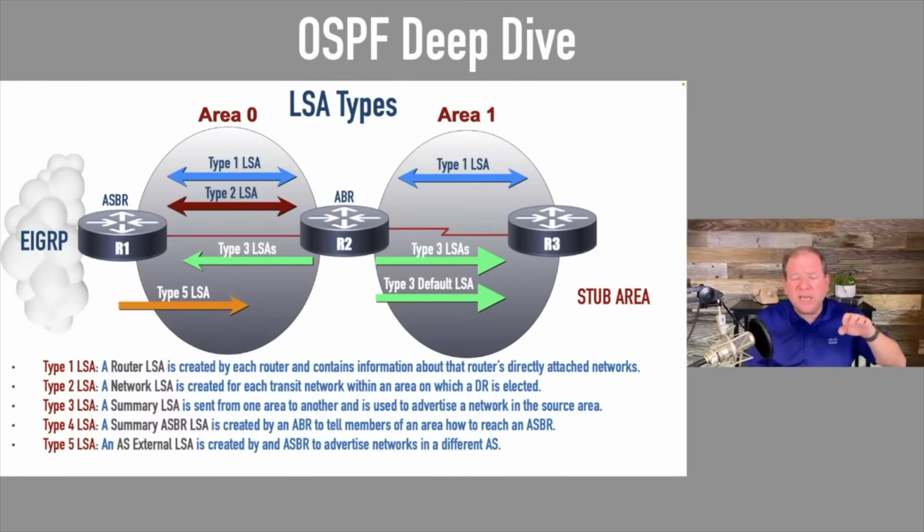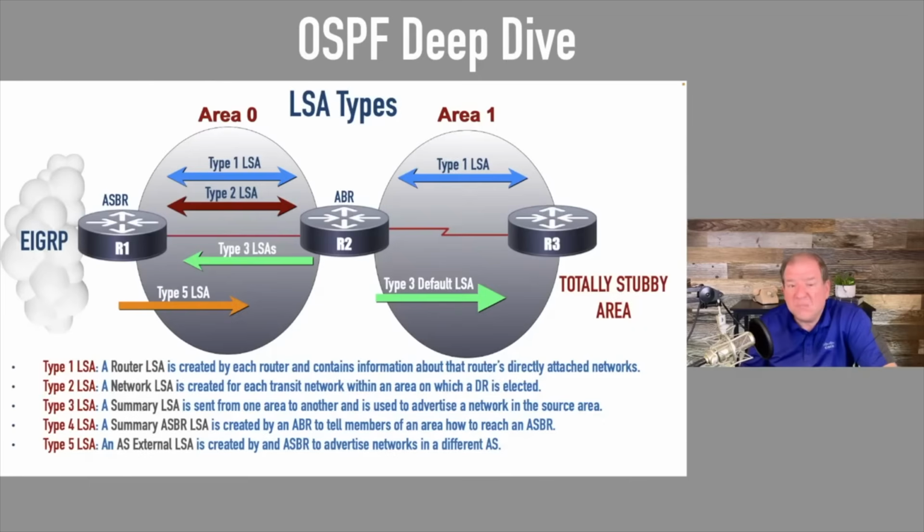So instead of sending individual type 3 LSAs for the area 0 networks, what if I just said, let's just send a single type 3 default LSA? It's like a default route. If the network you're trying to reach is not in your own link state database, go to R2. That's what R2 is saying with its default LSA. That's going to make the database much more efficient for area 1. And the name that we give to that area is a totally stubby area. A totally stubby area. Let's take it a step further. Let's say that R3 suddenly connects to another autonomous system.